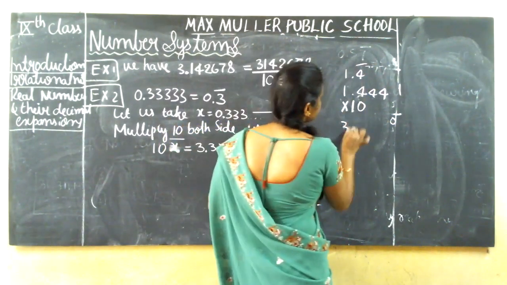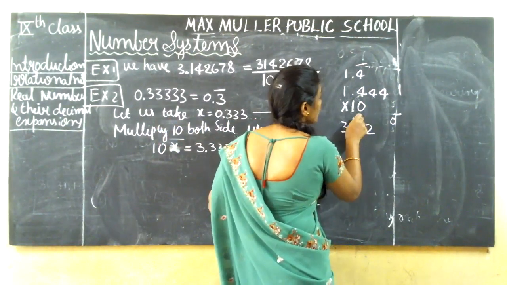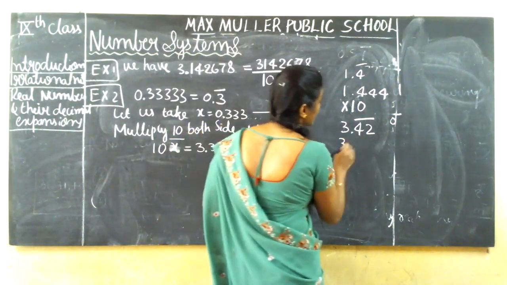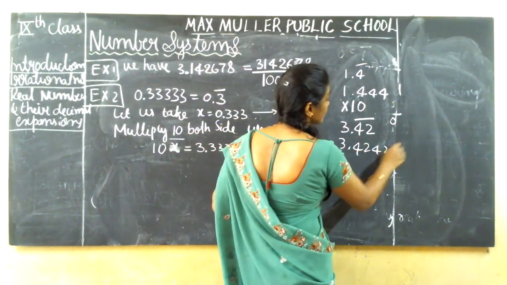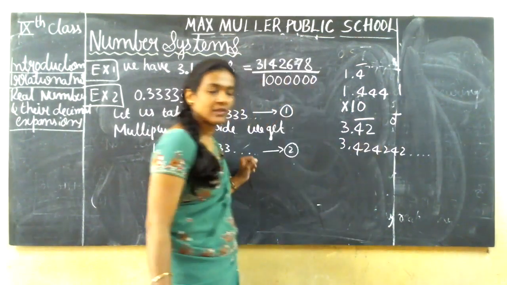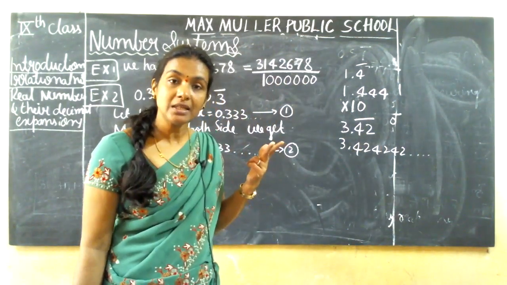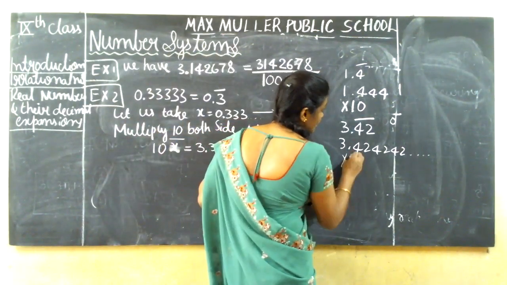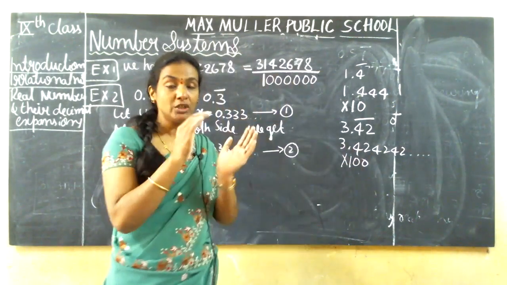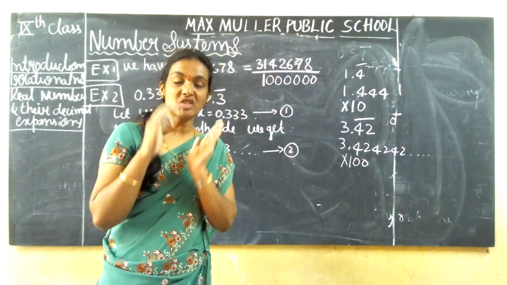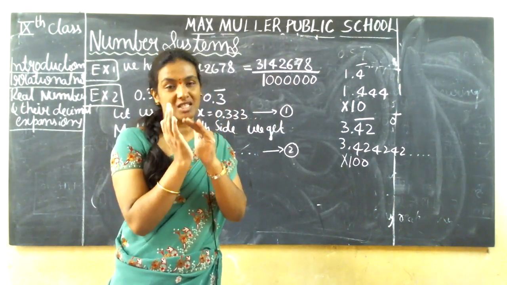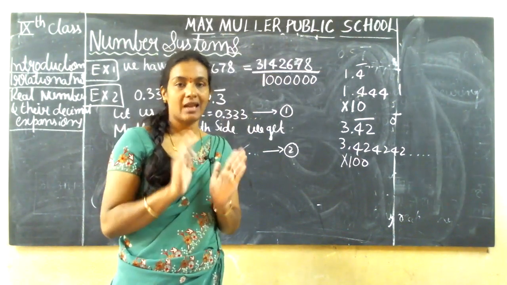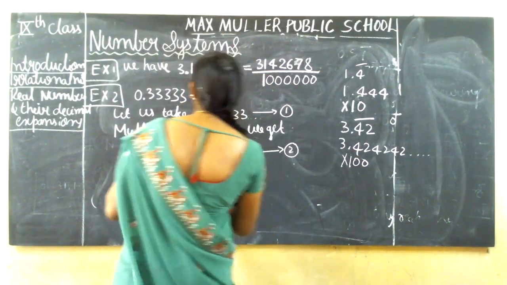For example, 3.42, and I am going to draw a bar on 4.2. It means this 4.2 is repeating, so you get 4.2, 4.2, 4.2, and so on. How many numbers are repeating here? 2 digits. So you can multiply this with 100. This is how you need to choose the power of 10: if one number is repeating, 10; if 2 numbers are repeating, 100; if 3 numbers are repeating, 1000, like this. Clear?